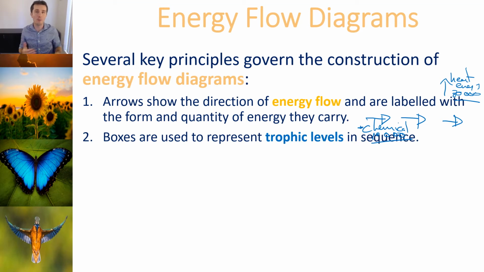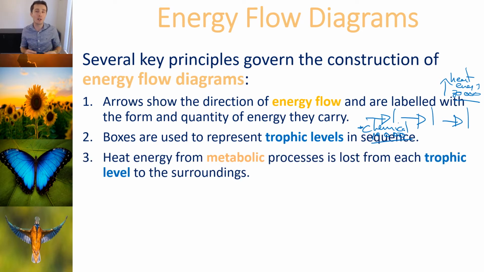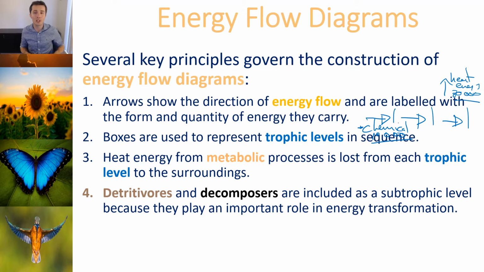The boxes used to represent the trophic levels are in sequence. So here we would have our producers, then our primary consumers, and our secondary consumers. So it is sequenced. Heat energy from metabolic processes is lost from each trophic level to the surroundings, so you do have to show that heat energy being lost. You also have to represent detritivores and decomposers on the sub-trophic level, a level below the other ones, as you saw, represented down here. They are very important in energy transformation, because they still undergo respiration as they break down that material, and they lose some of that energy as heat as well. So it needs to be shown and represented.